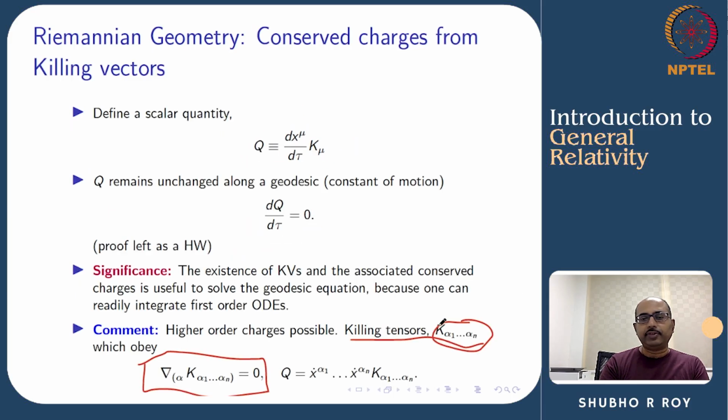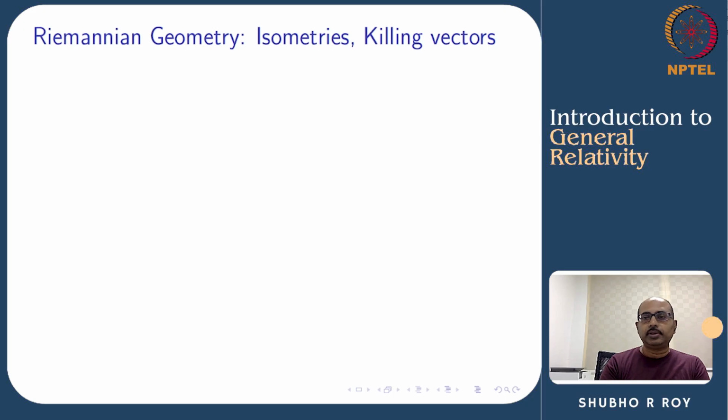When we go to Killing tensors, we have n indices, and then the symmetrized covariant derivative of that vanishes. If that vanishes, then this geometry will admit a conserved charge, which would be nth order in the velocity. You have n factors of the velocity appearing here, contracted with the K. So this is possible. I'm not going to talk about this in detail. Maybe in some later lectures we can talk about this. But this is just a comment.